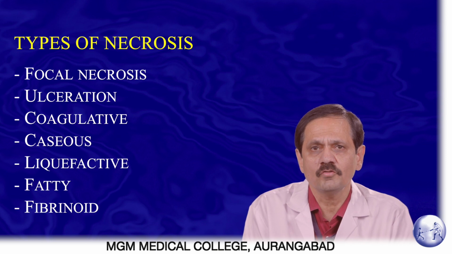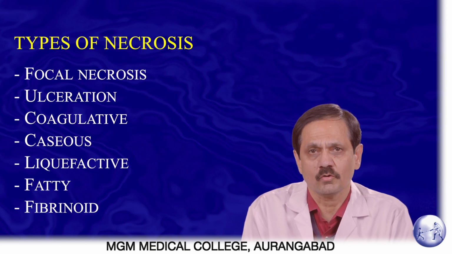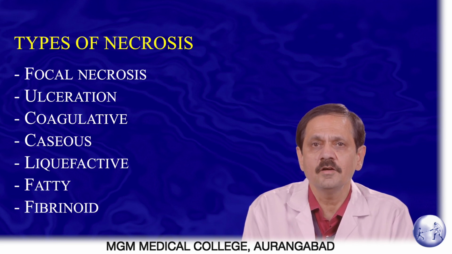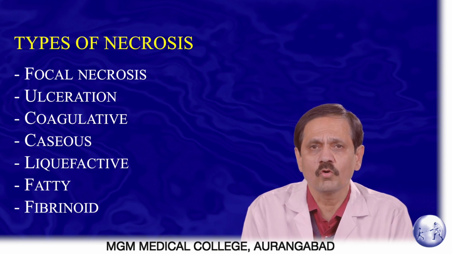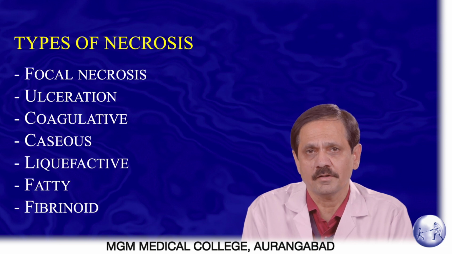Now what is focal necrosis? It means when the necrotic focus is small or tiny, visible only under the microscope, you call it focal necrosis. That is very commonly seen in the liver. In the liver, you will see piecemeal necrosis or focal necrosis, where small foci of hepatocytes become necrotic. That is commonly seen in chronic active hepatitis.